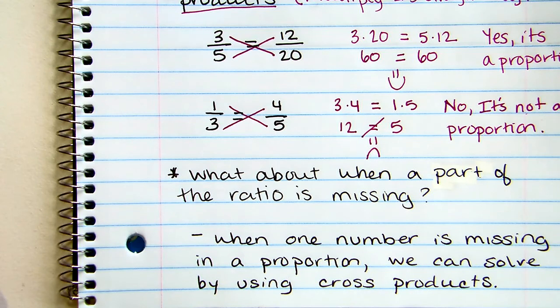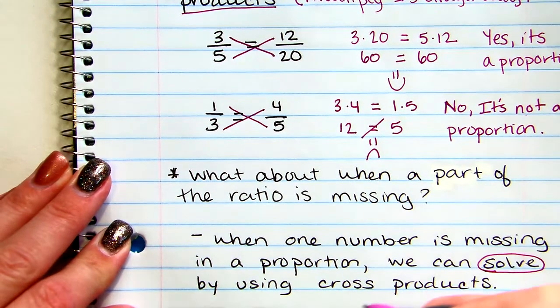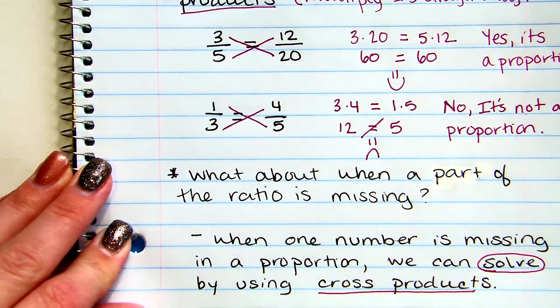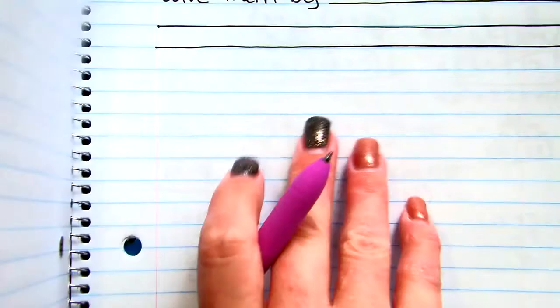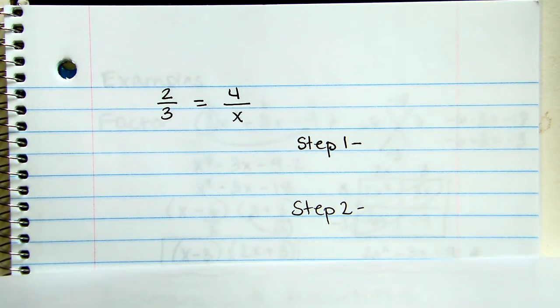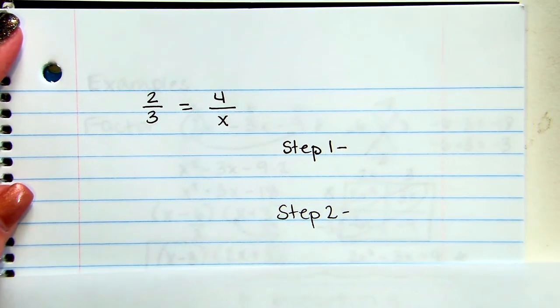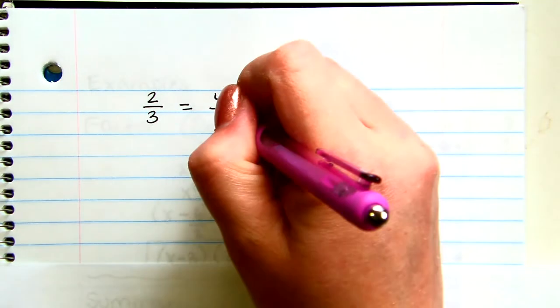So again, when one number is missing in a proportion, we can solve by using cross products. And again, our keyword here is solve by using cross products. Okay. So the example that we have to begin with today is this one here: 2/3 equals 4 over x. Now, here, my x is what I'm looking for.